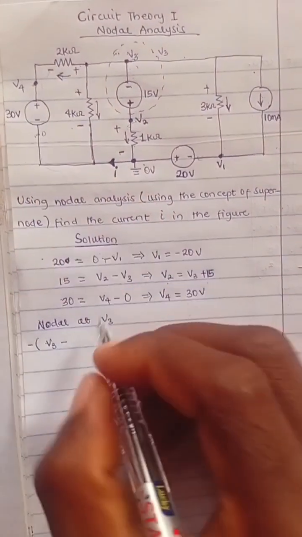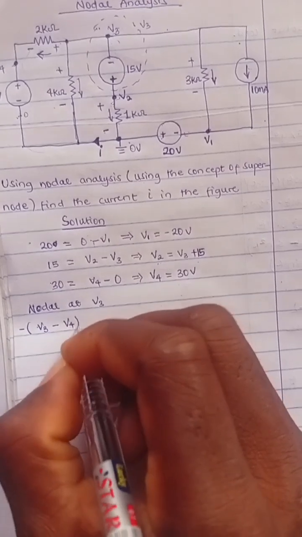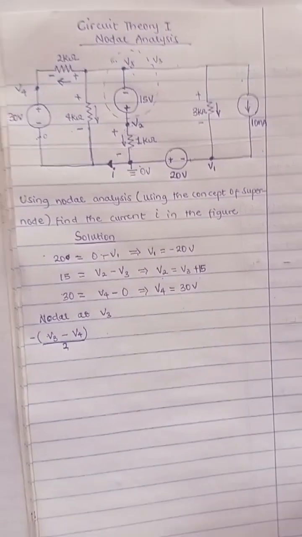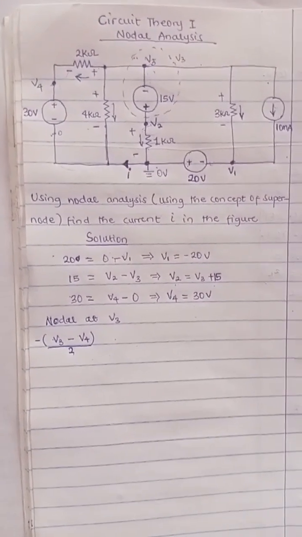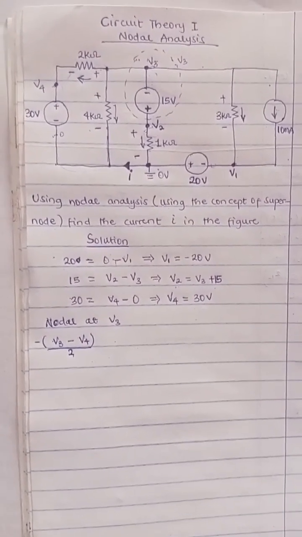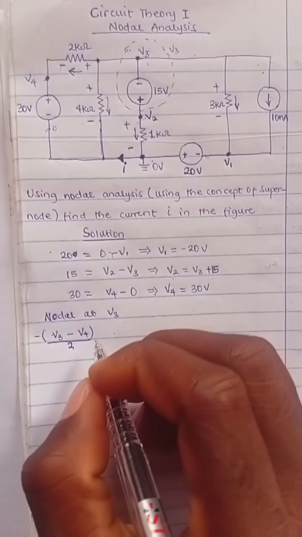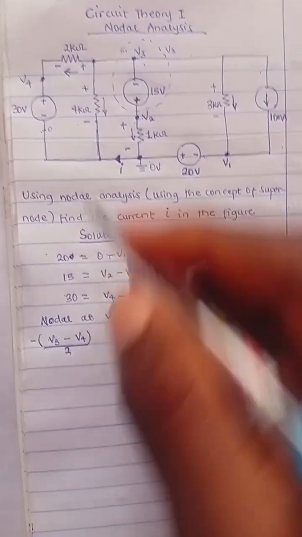That's V4. That's V4 divided by the 2K resistor. Now, you don't need to convert the resistor to ohms, because if you leave the resistor in kilo ohms and currents in milliamps, they all work together and are compatible. So we are done with this branch.